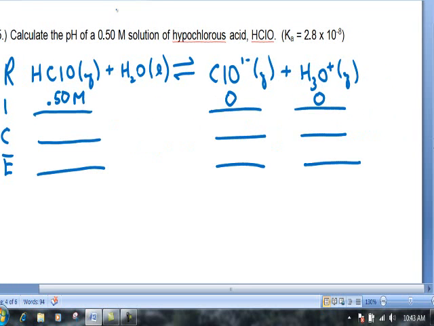Setting up our RICE strategy, the 0.50 molar solution of hypochlorous acid, that's the initial concentration of the acid before the system reaches equilibrium. Initially there's 0 of the hypochlorite ion and 0 of hydronium contributed by the dissociation of the hypochlorous acid. The hypochlorite concentration will go up by some quantity X, and because this is a 1-to-1 ratio, the hydronium ion concentration will also go up by X. Simultaneously, the hypochlorous acid concentration will go down by X.